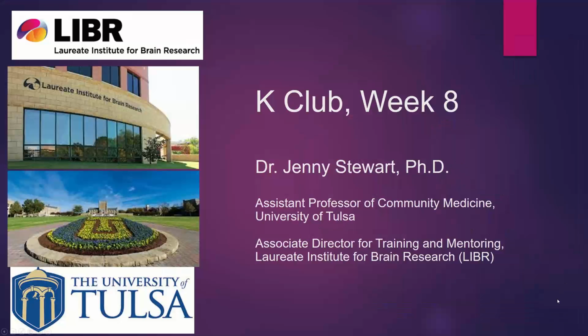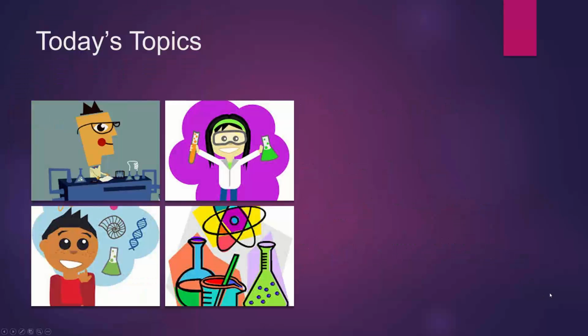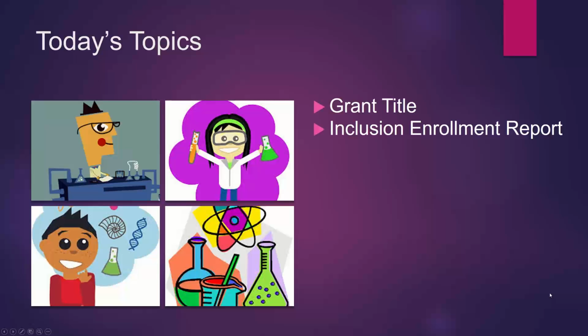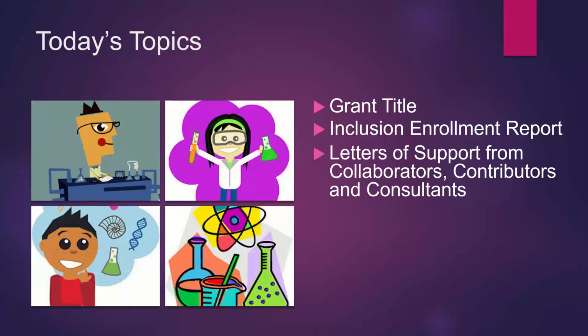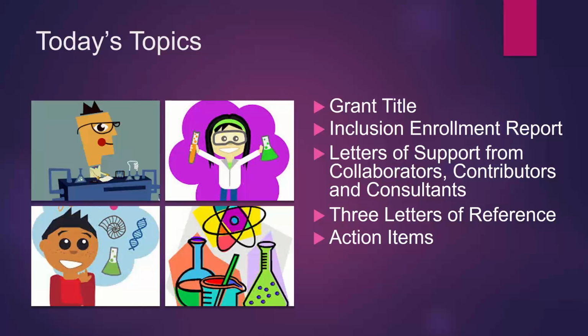This week is going to involve more administrative sort of things, but it involves a long list of homework. So today we're going to talk about your grant title, the inclusion enrollment report you'll be submitting, letters of support from collaborators, contributors, and consultants, 3 letters of reference, and a bunch of action items related to these things.